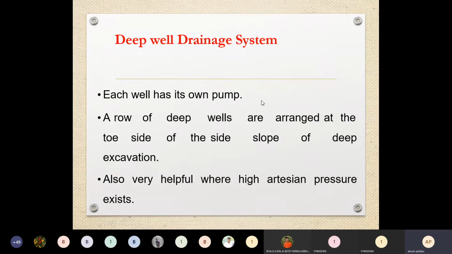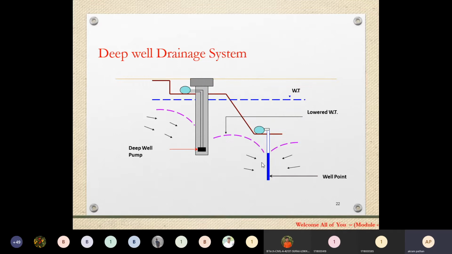In the deep well drainage system, each well has its own pump. If you want to excavate a number of wells, for example 1, 2, 3, 4, 5 and so on depending upon the artesian water, then each well has its own pump. A row of deep wells is arranged at the toe side of the slope of the deep excavation. It is also very helpful where high artesian pressure exists. Such a well system is generally employed for the purpose of dewatering of the excavation for the foundations.